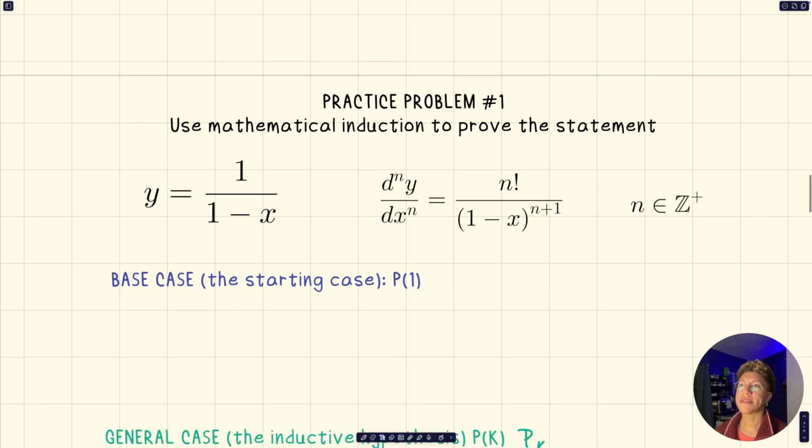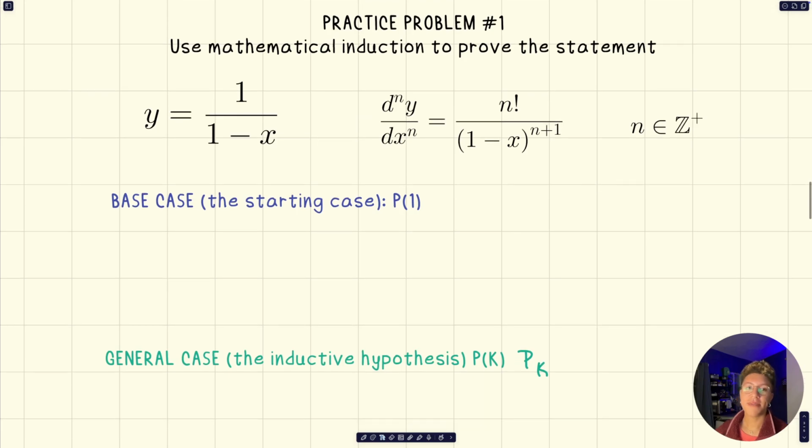practice problem number 1. Practice problem number 1, we see they give us a function, 1 over 1 minus x. They give us a derivative, the nth derivative, and so what we can say is that our proposition, or our conjecture for this, P of n, is that the nth derivative of y is n factorial over 1 minus x to the n plus 1, and that's what we're trying to prove.